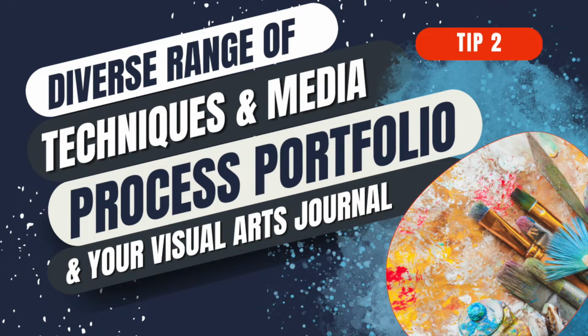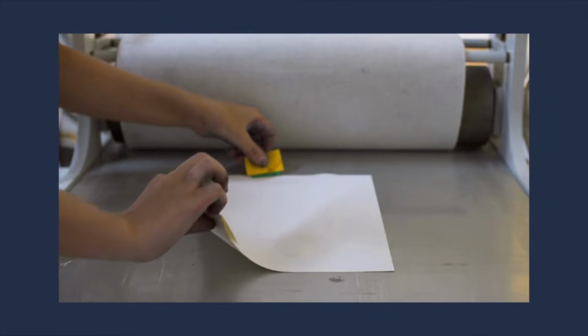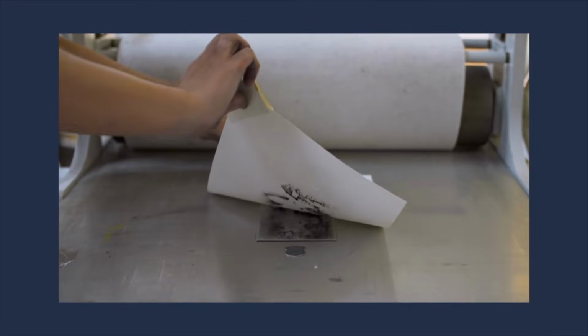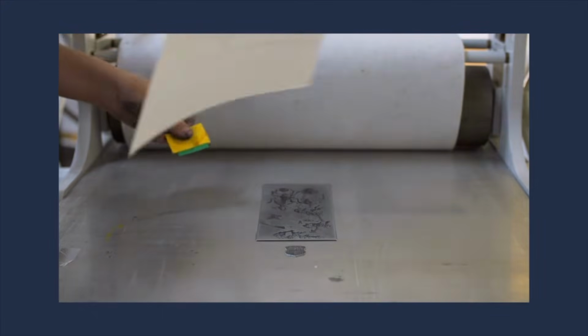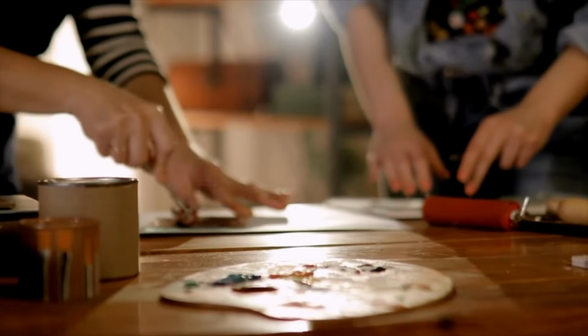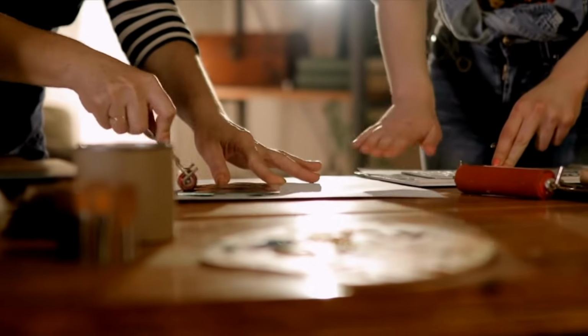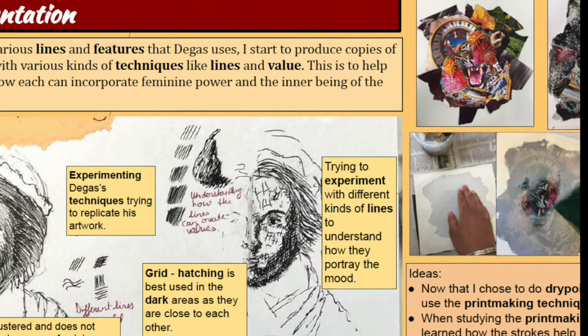And now for tip number 2. You need to demonstrate diverse techniques and media. Variety is the spice of art. Experiment with different techniques and media to really showcase your versatility. We love how our students embrace everything from painting to sculpture to digital art. And remember, you might need to make sure that you're addressing the different types of art making forms that are required, whether you're HL or SL.